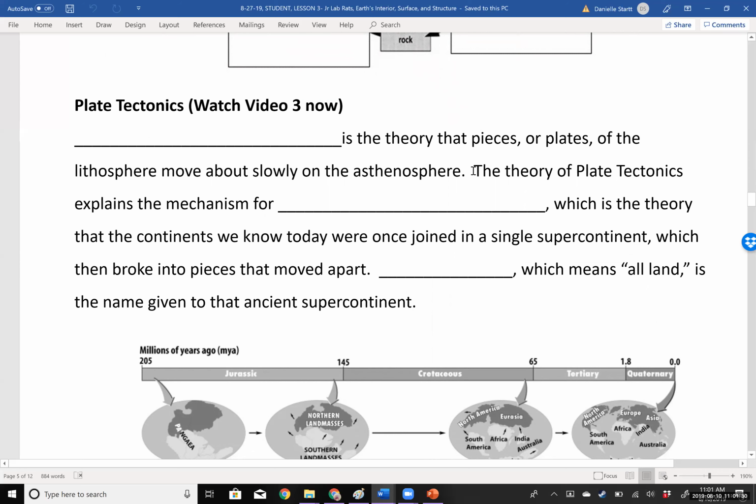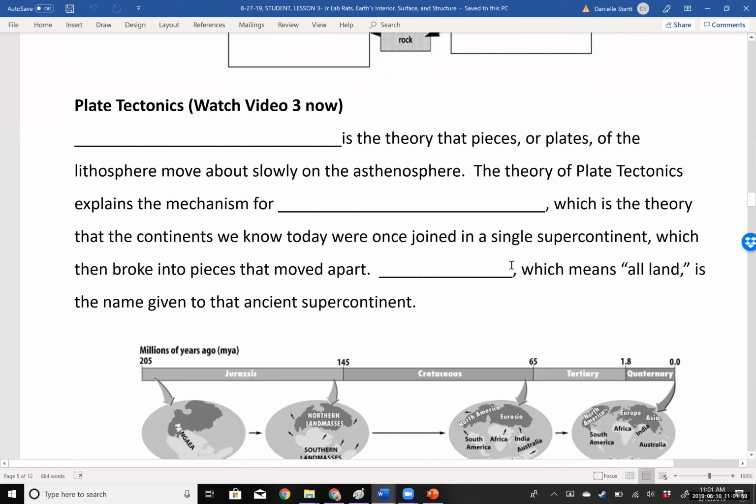Blank is the theory that pieces or plates of the lithosphere, so the Earth's lithosphere, move about slowly on the asthenosphere. Okay, what do we call this theory? The theory of plate tectonics explains the mechanism for what? For blank, which is the theory that the continents we know today were once joined in a single supercontinent, which then broke into pieces and moved apart.